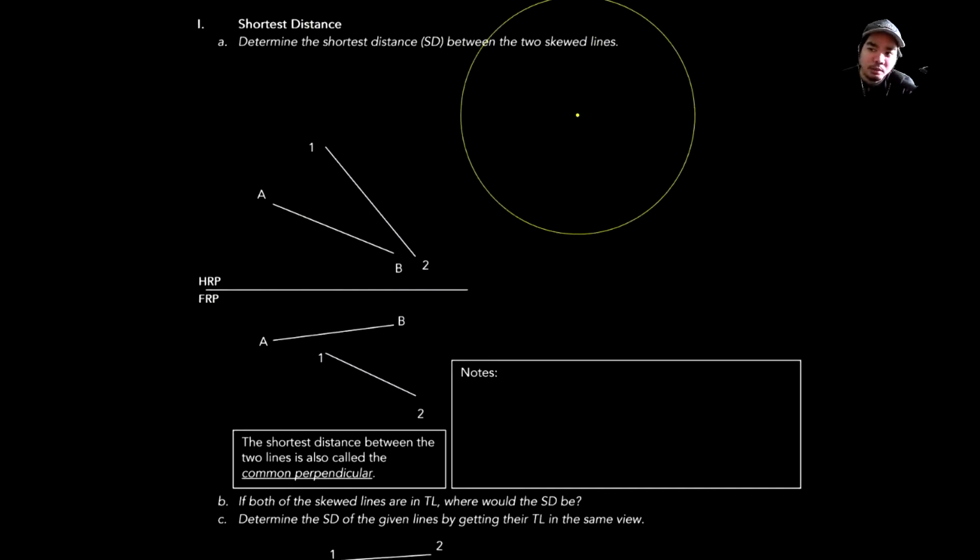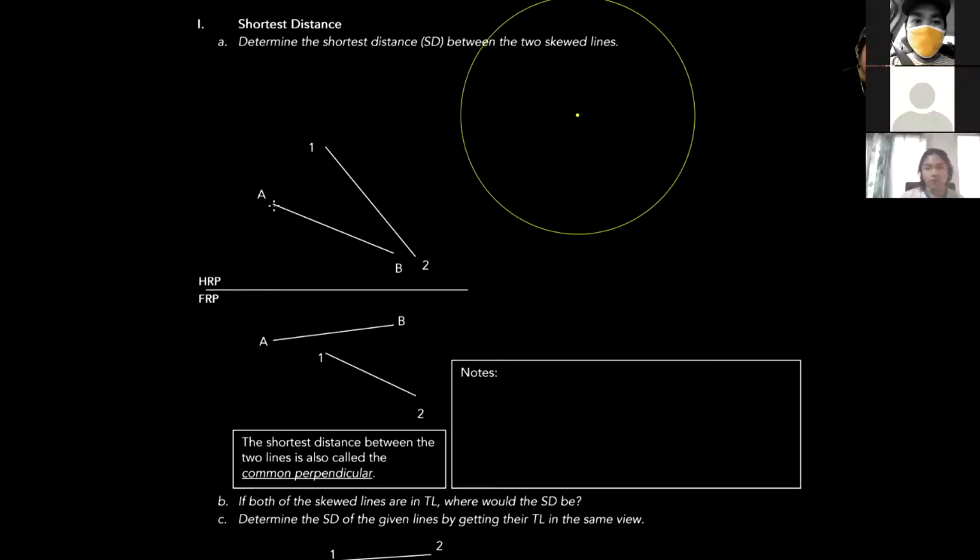Okay? So how do we do that? The easiest way to do shortest distance is to first connect lang muna natin lahat. Okay, so I connect A and B like so, to 1 and 2.